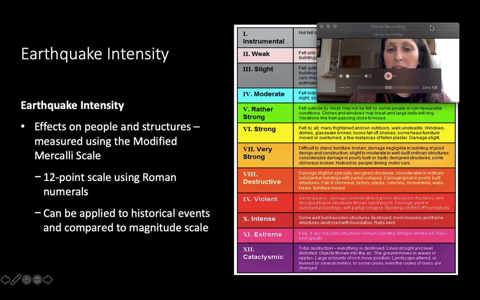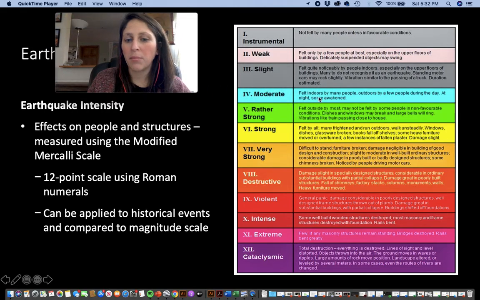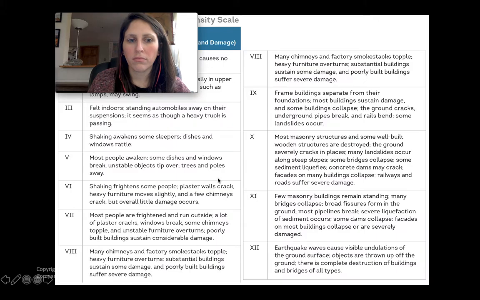This is an earthquake intensity chart. So you can read this on your own time, but extreme intensity, few, if any, masonry structures remain standing. So this is all based on damage. Okay, so how humans, how buildings, how structures feel the earthquake. Okay, here's some different types of intensity.